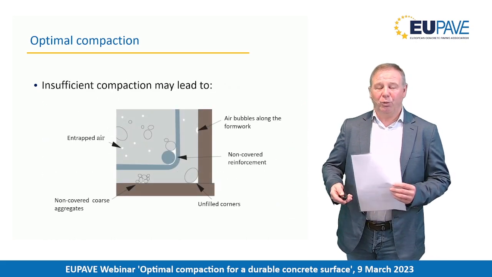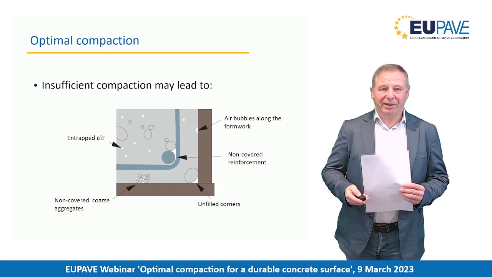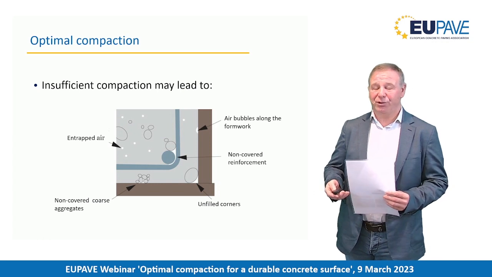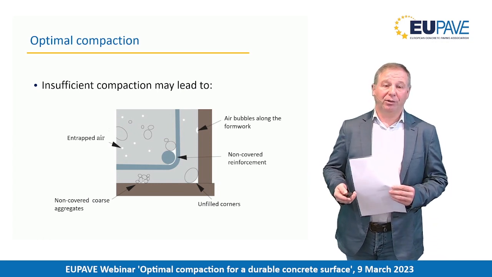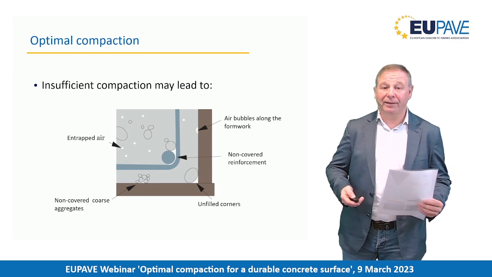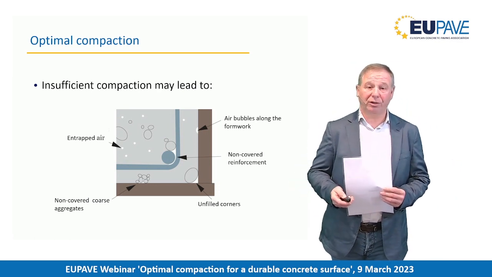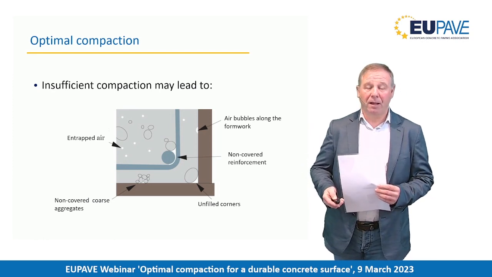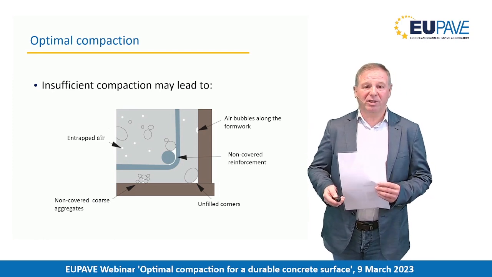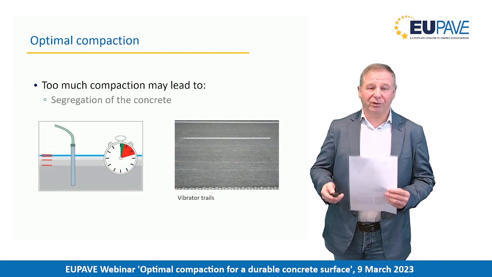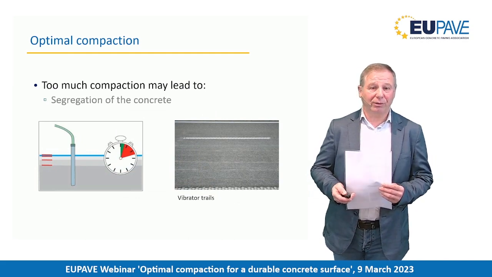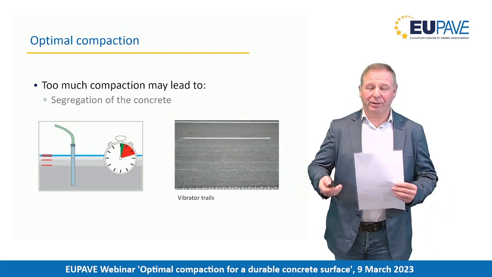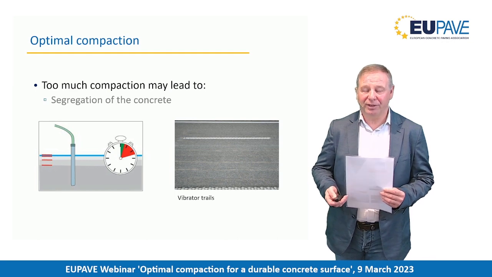Now, we talk about optimal compaction. It means there can be insufficient compaction, which may lead to problems, as you can see here in this figure: entrapped air, aggregates and reinforcement which are not covered, air bubbles along the formwork or in the corners. But it's also possible that the compaction is too intensive, which may lead to segregation of the concrete, and one of the possible consequences is the vibrator trails that you can see here in this photo.